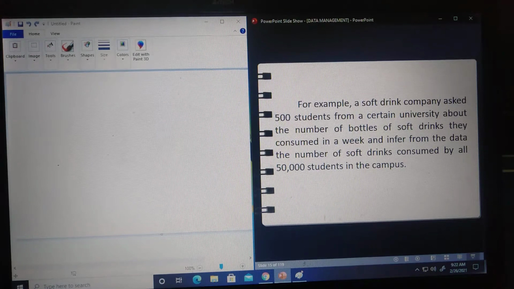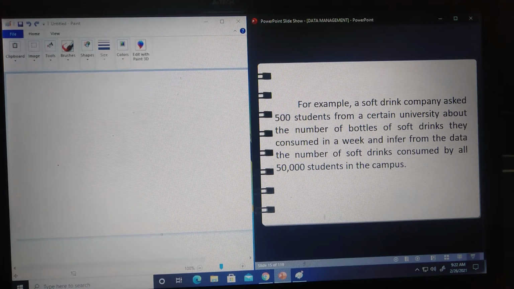As a researcher from the soft drink company, instead of talking to or interviewing or surveying 50,000 students, they will just get 500 students, wherein that 500 students will represent the whole school.